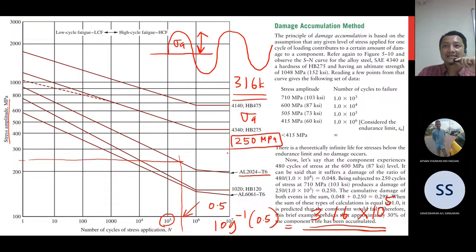Kalau kamu sebagai saintis yang jaga material, kamu nak test benda ni macam mana? Kamu kena test sampai fail, ambil data. Satu point. Sampai fail. Maksudnya kamu letak 400 amplitude, run berapa cycle? Lepas tu kena ada sensor untuk detect dia fail. Baru dah dapat satu data point.